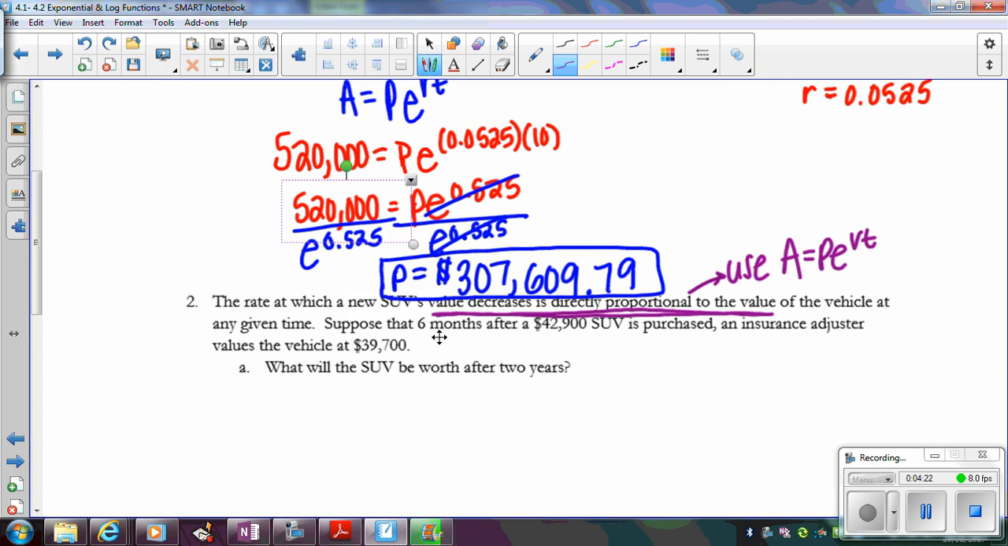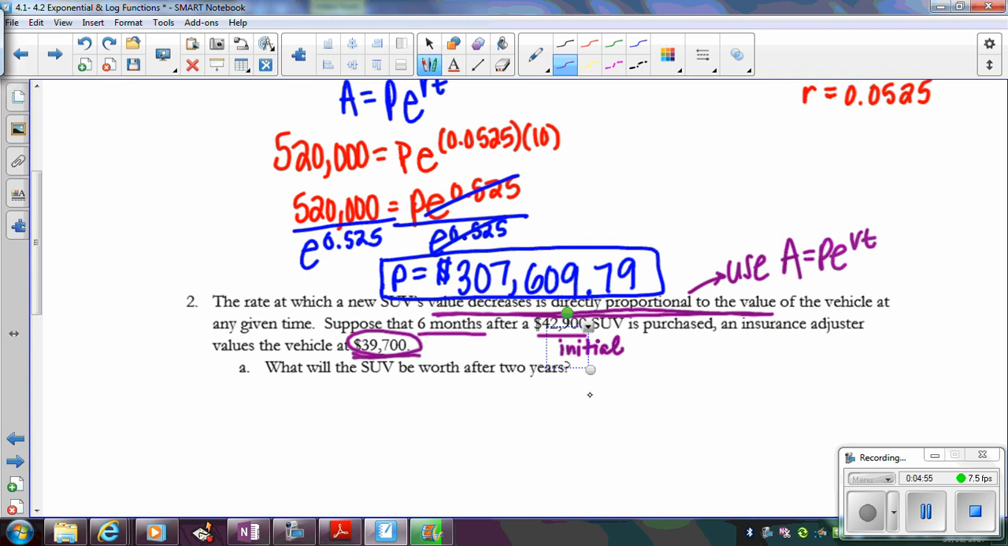It says it's decreasing directly proportional to the value of the vehicle at any given time. Suppose that 6 months, so there's our time period, after a $42,900 SUV is purchased, an insurance adjuster values the vehicle at $39,700. So this right here is the starting amount, that's going to be our initial. And after 6 months, it's going to become the $39,000. What we need to figure out is, what will the SUV be worth after 2 years?